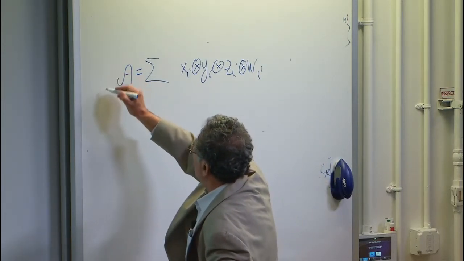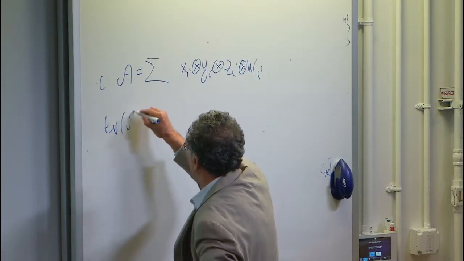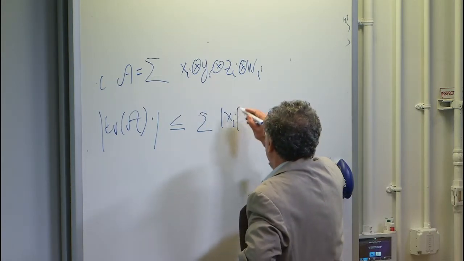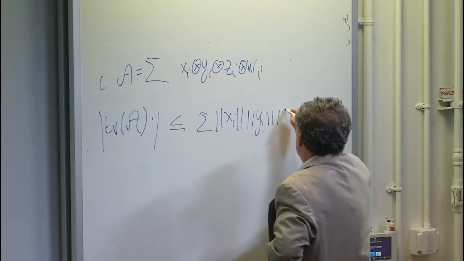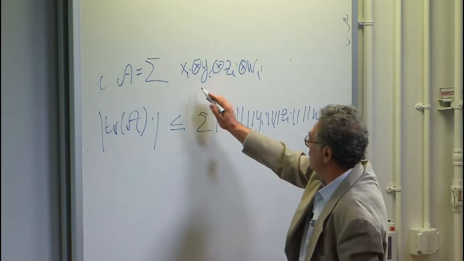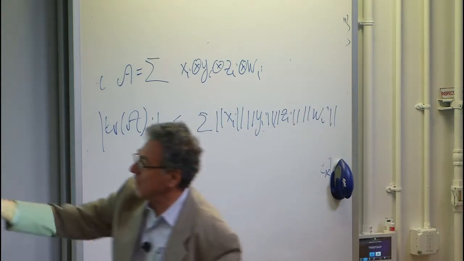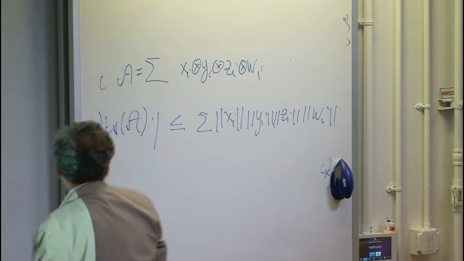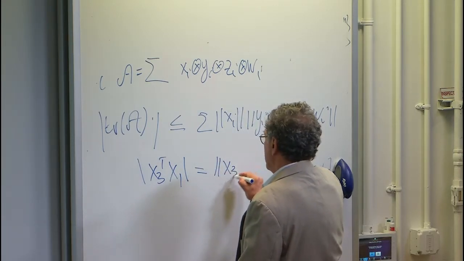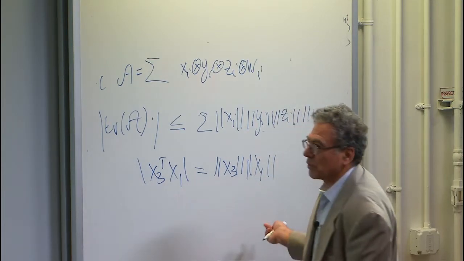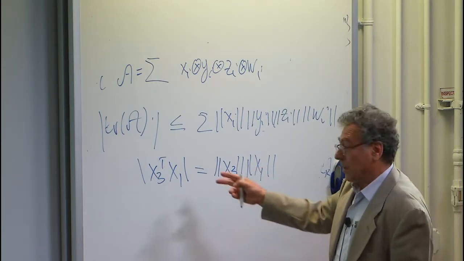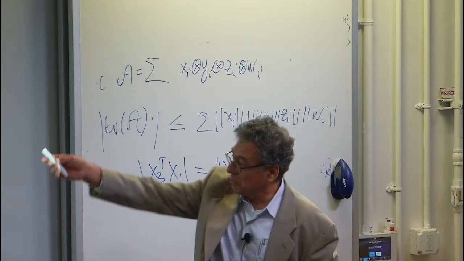So the trace of that, in absolute value, would be less than or equal to the sum of x_i times y_i times z_i times w_i. Now, equality: when is the absolute value of x3 transpose x1 equal to the product of their norms? Well, because of the Cauchy-Schwarz inequality, they must be essentially parallel to each other. So that's the proof.